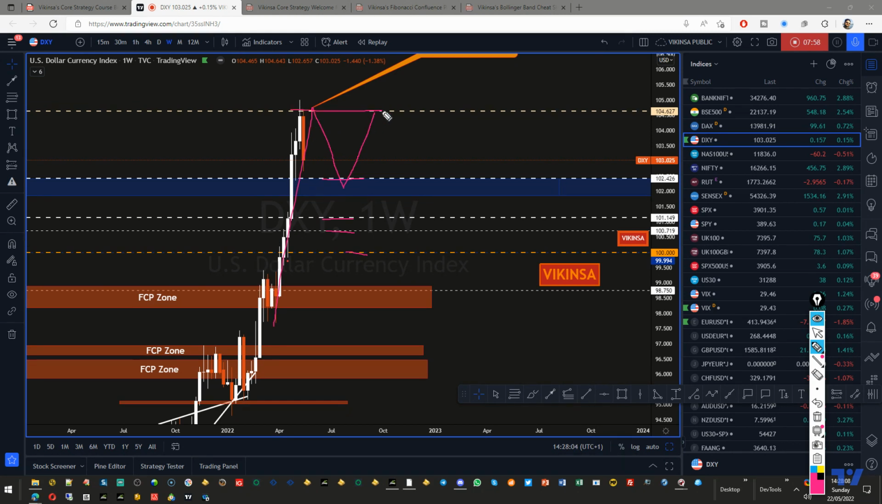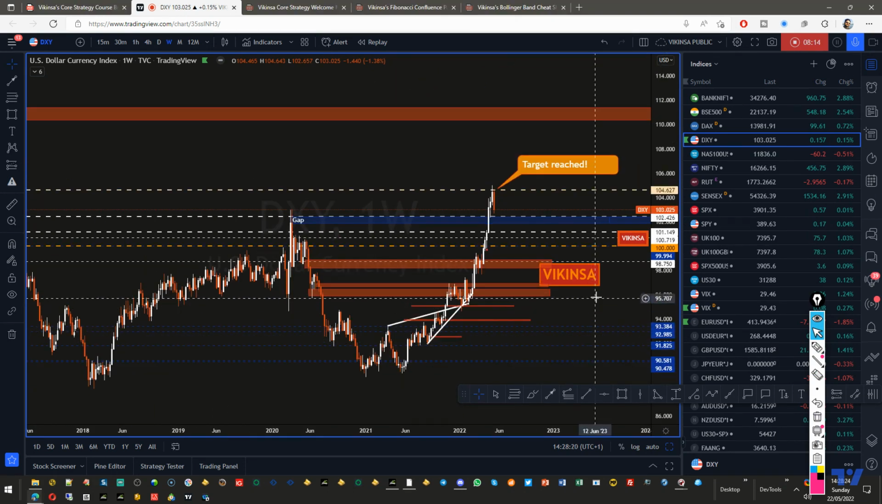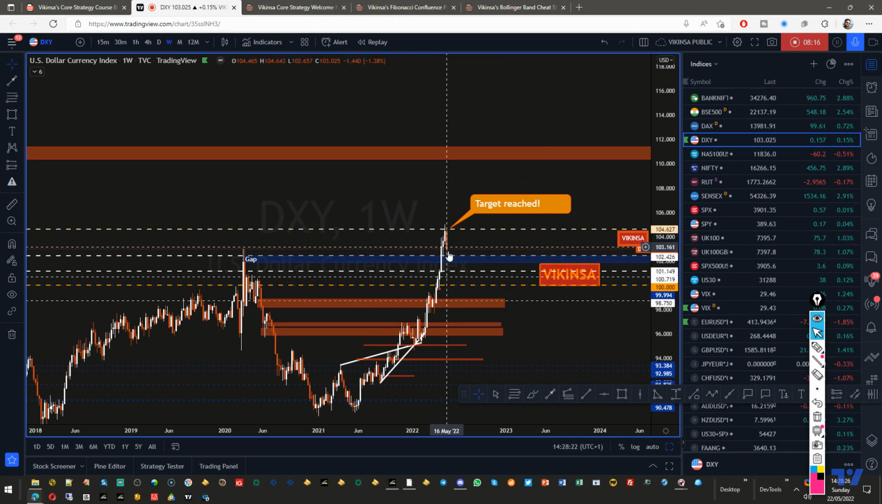If the market actually breaks this and confirms that breakout, then obviously it's going to go up. It will form something like this correction, and then if it breaks up, obviously it's going to continue to go up because it is still bullish. And right now, this is where we are. But if this correction becomes a shallow one, then it is quite possible that it will reach the 111 to 113 FCP zone and even beyond that. So this is what we have on DXY.